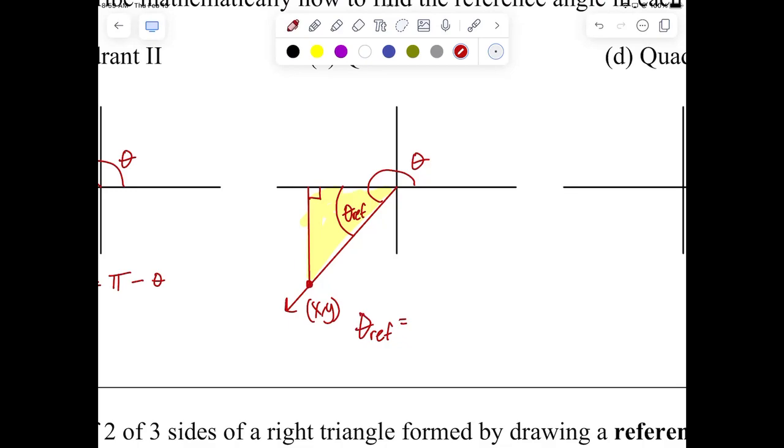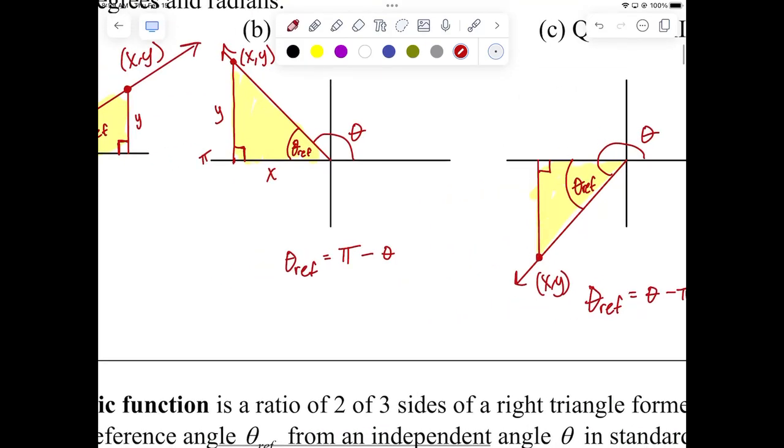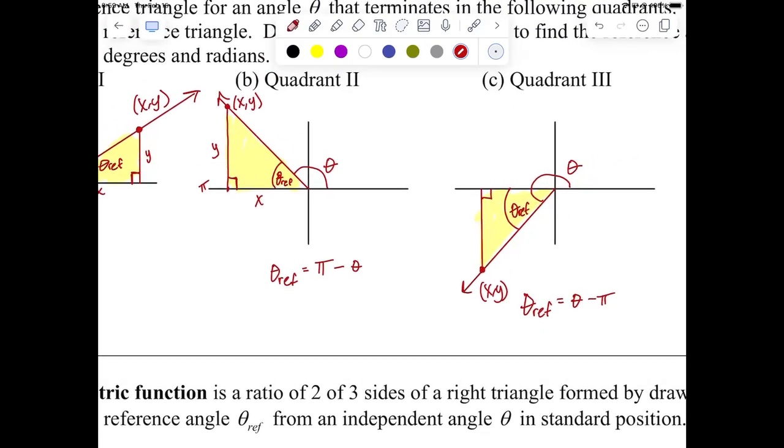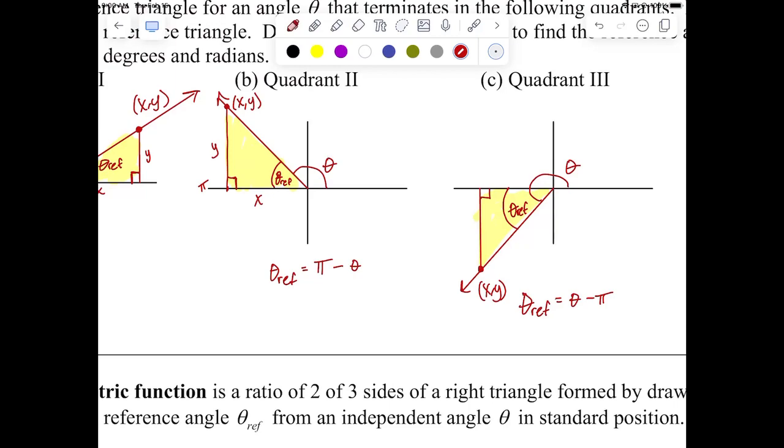Is it theta minus pi or pi minus theta? Theta minus pi, because now theta is bigger than pi, yeah? Over here it was pi minus theta because theta was smaller than pi. And why does it matter if we do one minus the other or the other way around? What do we know about the reference angle? It's always positive. So it's our job to make it positive.